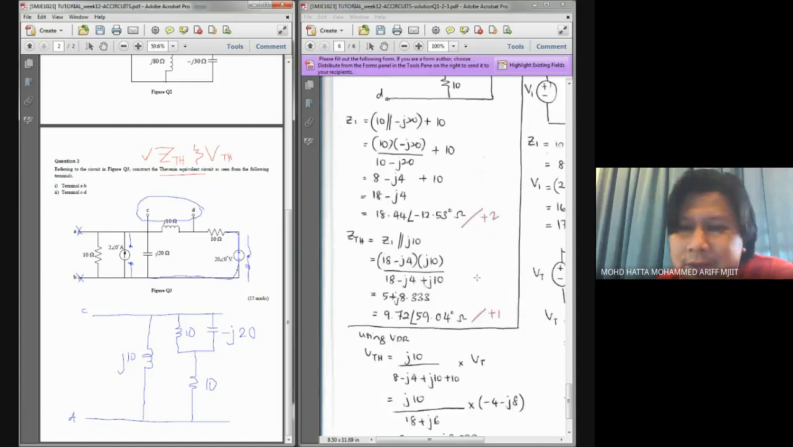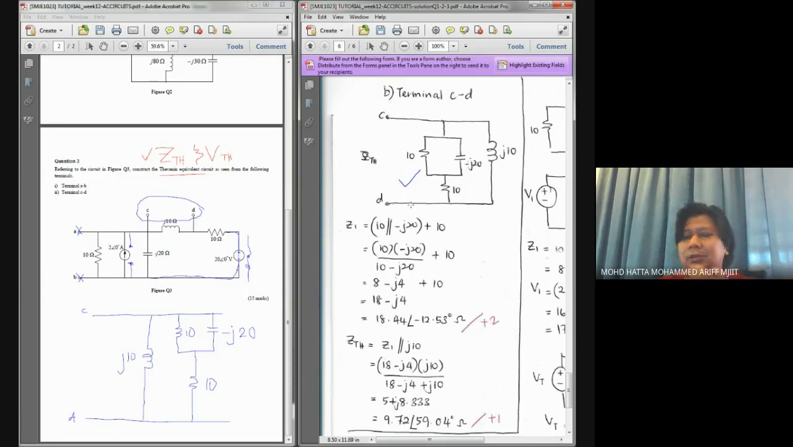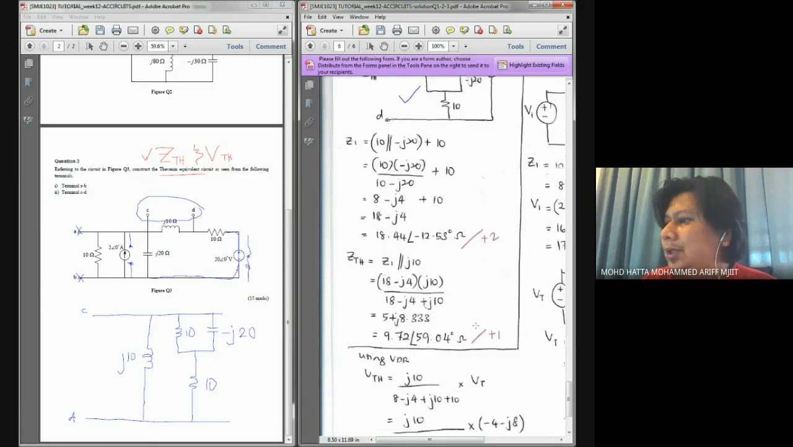And if your answer is wrong, maybe I would like to have a look at your drawing. Maybe your drawing is correct and you have some careless mistake. I will consider the answer because I know that you understand what's going on in the circuit, and you are able to analyze the circuit correctly, except that you made some careless mistake in your calculation. All right, that's for your ZTH.